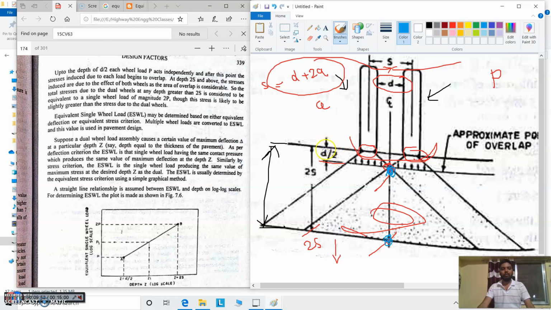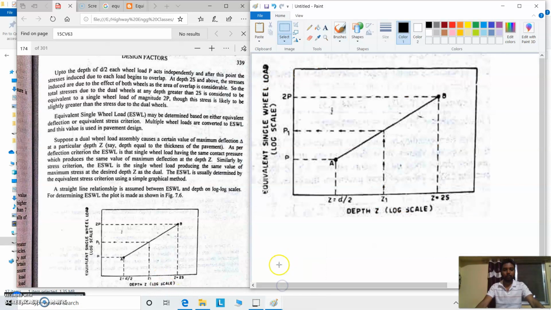So to analyze this situation, we need to have a log graph, that is, a semi-log graph. Here in this case we can have another image right here. This is a graph where we have considered the depth from d by 2 to 2s, which may be analyzed.